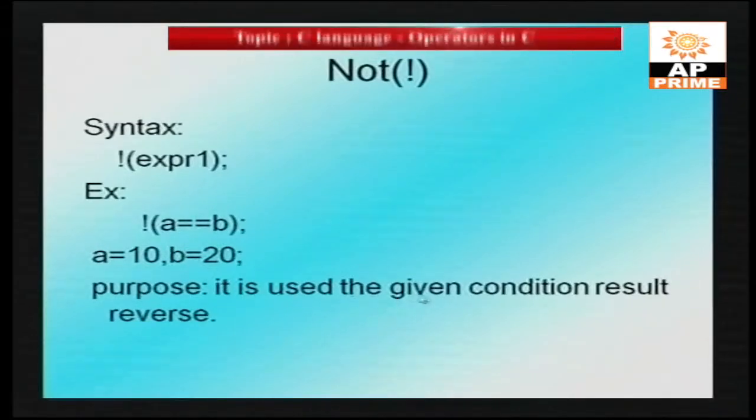It is used to reverse the result of the given condition. If you take true, false. If you take false, true.